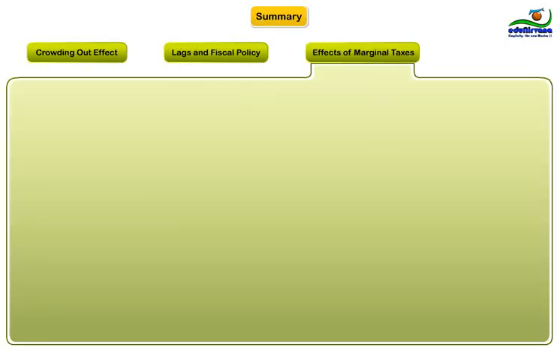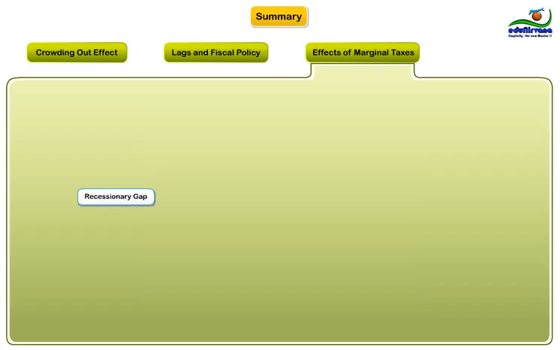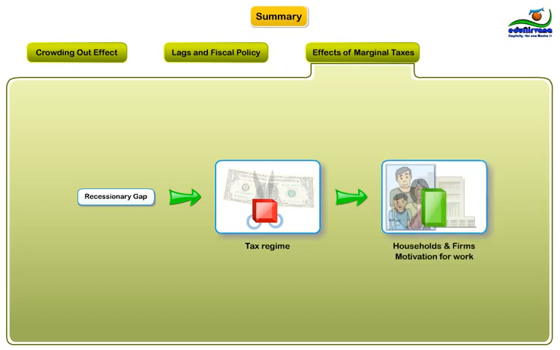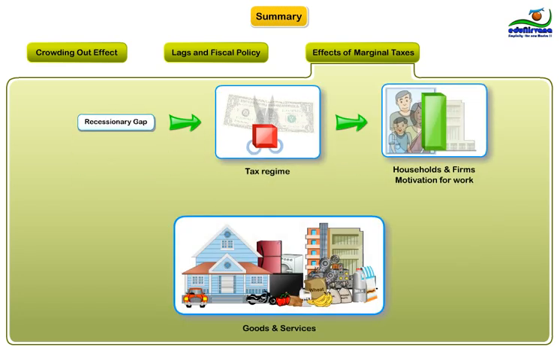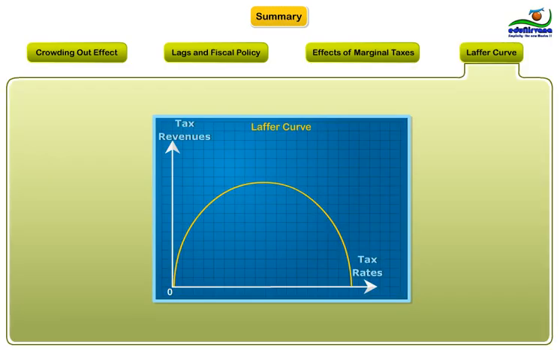The effects of marginal tax changes on the supply side of the economy were then taken up. Recessionary gap, reduction in tax rates, households and firms are more motivated for work, more output produced in the economy, aggregate supply shifts rightwards, restores equilibrium. The Laffer curve was then discussed in detail.